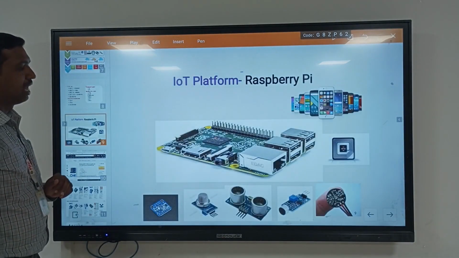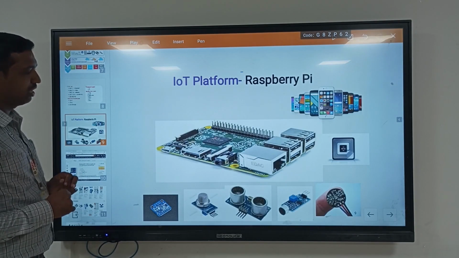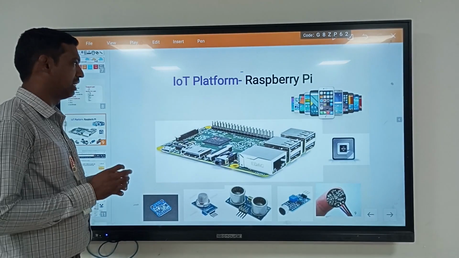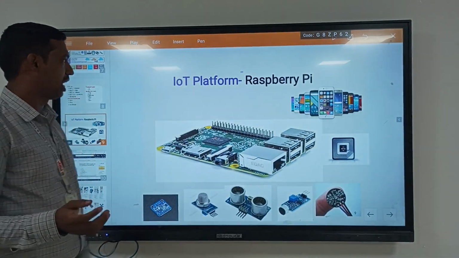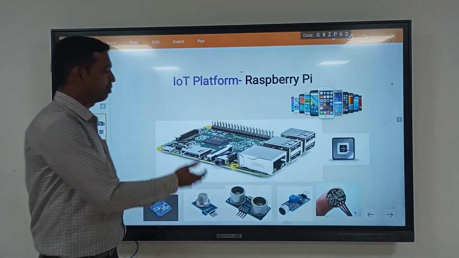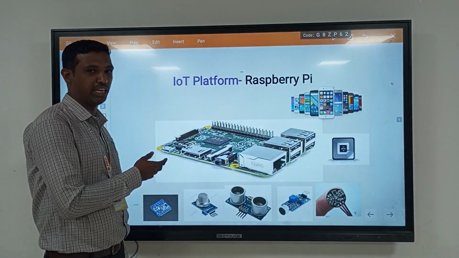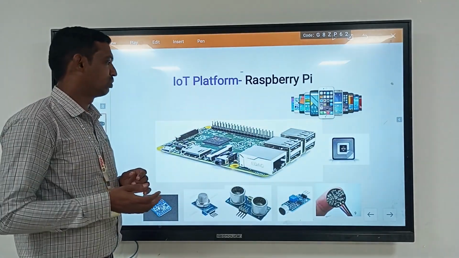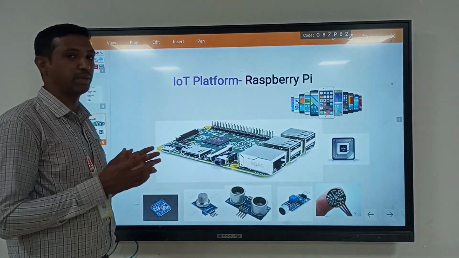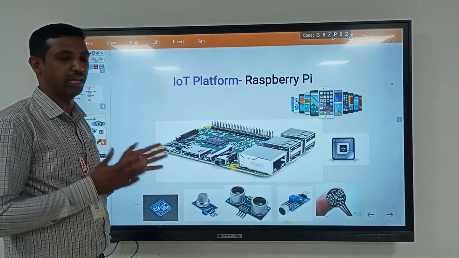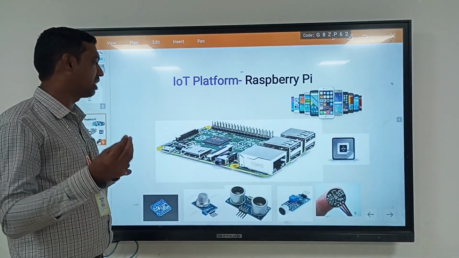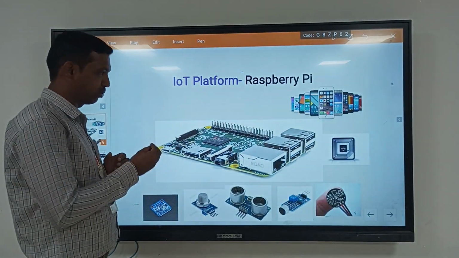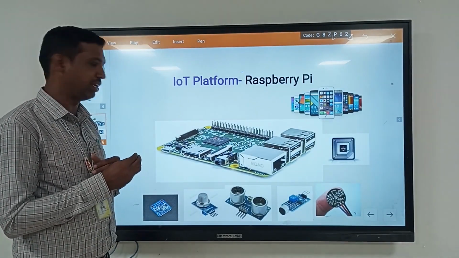Next, let us look at the picture of the IoT devices. What are all the boards we use to develop IoT technology? The name of the board is Raspberry Pi. It is like a mini computer. It is lightweight, and we have a separate OS for this board. The name of the OS is Raspberry Pi OS. We can install the Raspberry Pi OS onto this board, and this board will act as a mini computer.